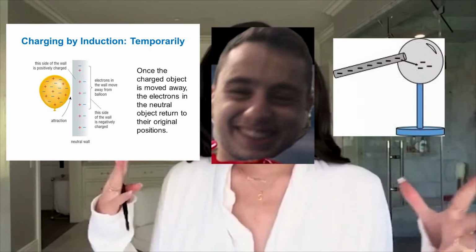When charging by conduction, both objects gain the same type of charge. For example, if a negative object is used to charge a neutral object, they both become negatively charged.